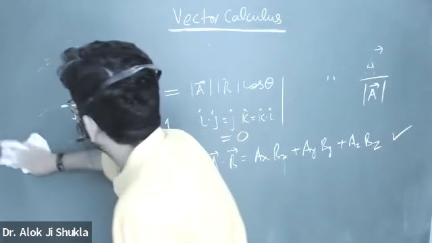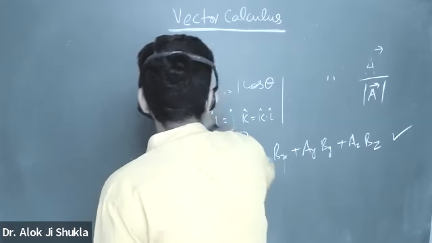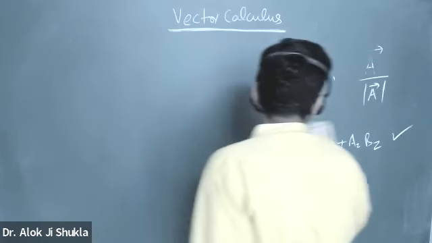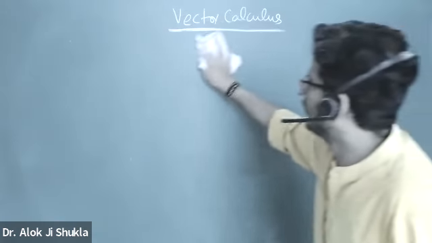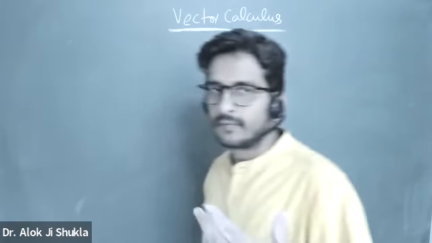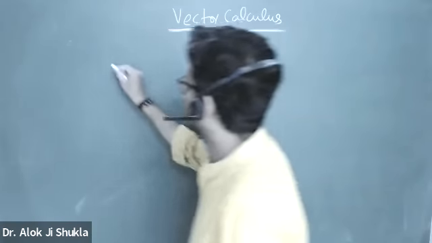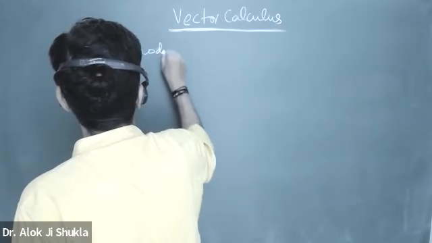And if result of product of two quantities is a scalar quantity, that means dot product has been done. Like work is the result of force and displacement. And if the result is a vector quantity, that means cross product has been done.